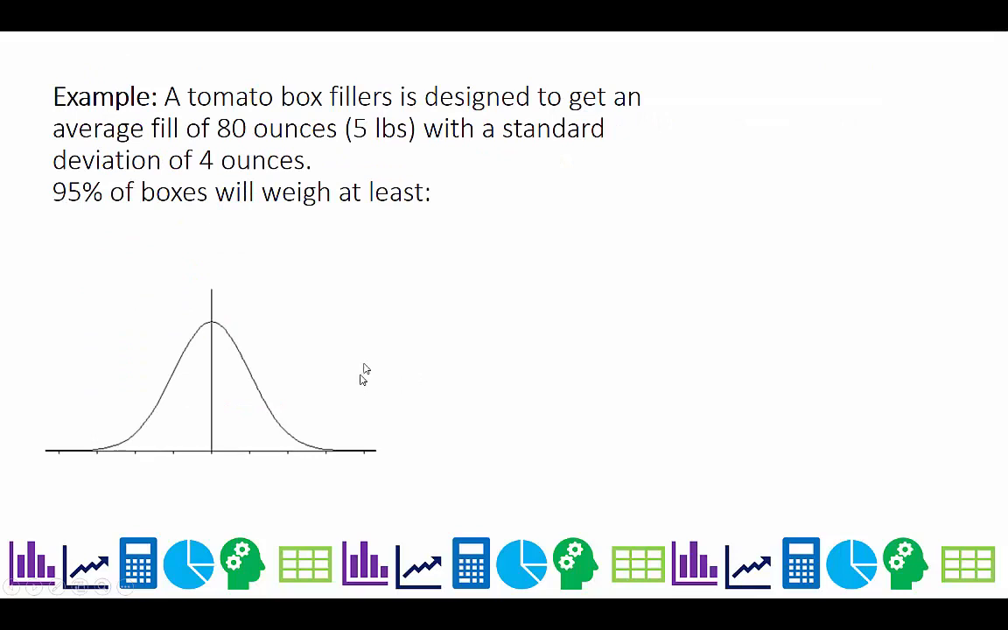Let's go ahead and look at another example. A tomato box filler is designed to get an average fill of 80 ounces, or 5 pounds, with a standard deviation of 4 ounces. Now, 95% of boxes will weigh at least how much? Well, that means that 95% weigh a certain amount or more. That's the top 95%. The bottom here is the 5%. So instead of doing inverse norm of 0.95, I'm going to say inverse norm of 0.05 because I'm on this side of the curve. And that's negative 1.645.